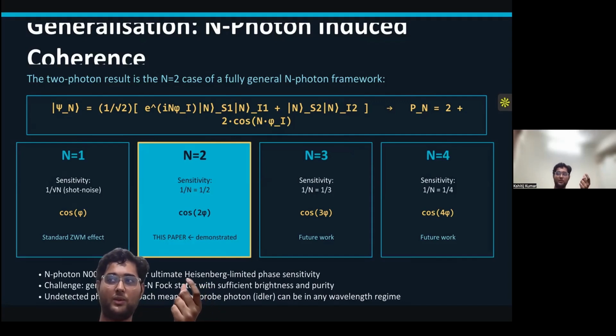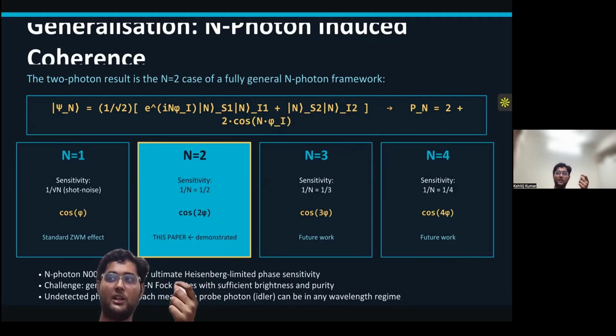So n equals 1 is the original Zhou-Wang-Mandel effect from 1991, with phase sensitivity 1 over root n, the shot noise standard quantum limit. And n equals 2 is this paper, with phase sensitivity 1 over 2. Coincidence fringes at twice the frequency. Heisenberg limit reached for the first time in the undetected photon framework.